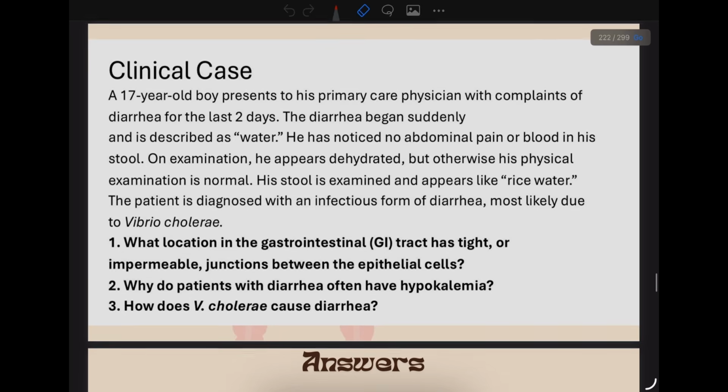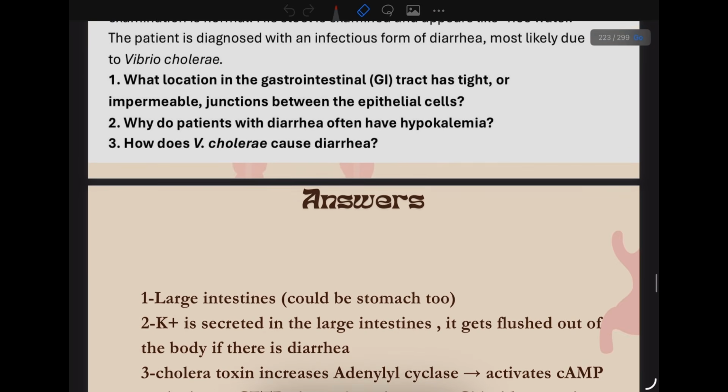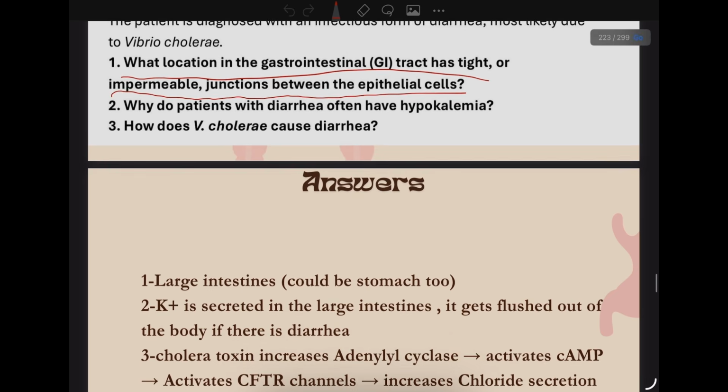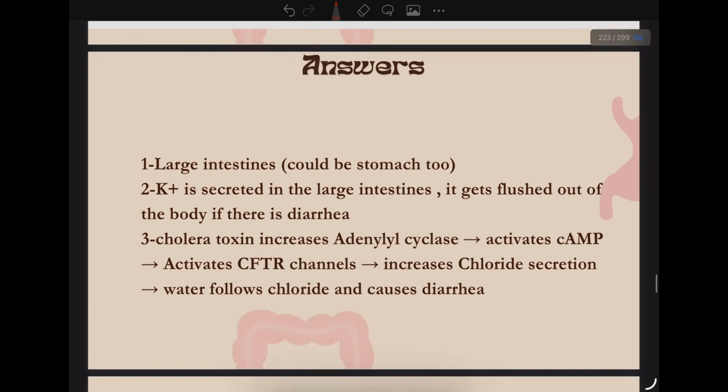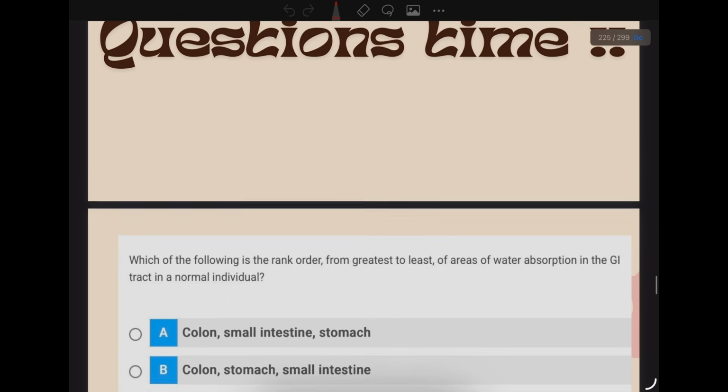We have this clinical case. And with the answer, I just want to note that here, what location in the gastrointestinal tract has tight or impermeable junctions between the epithelial cells? It's large intestines and also stomach, but the doctor didn't mention stomach. So that's weird, but both work, to be honest. For this question, just say large intestines because it was asking about things about diarrhea and all of that.